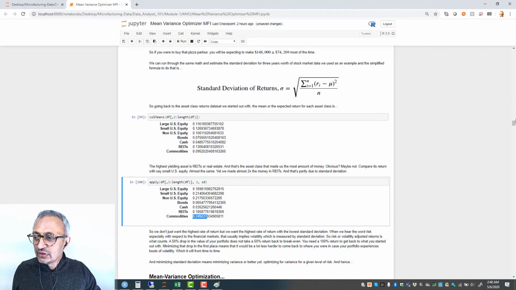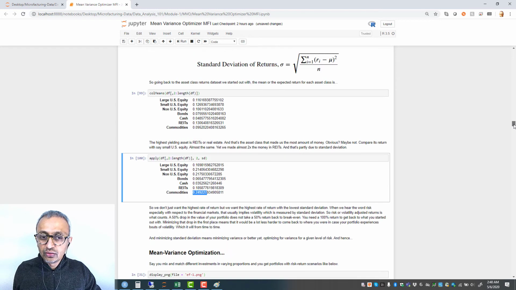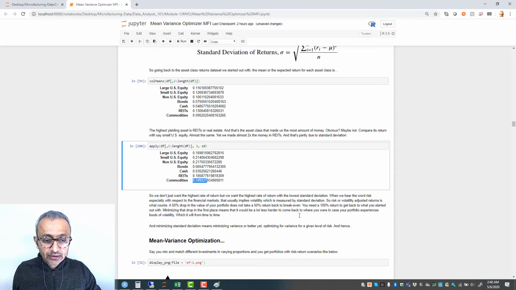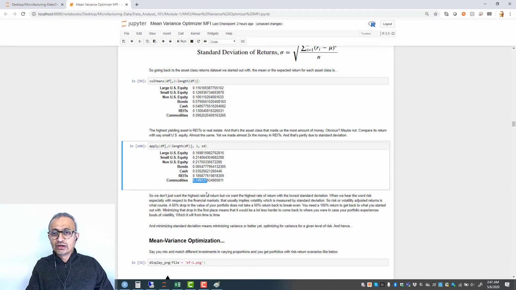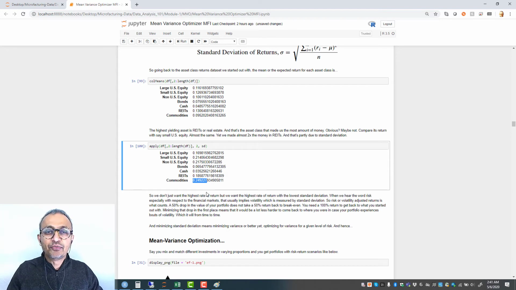So this gives you that, and now we know what we are trying to do. We are trying to design a portfolio, and we just don't want the highest rate of return. We are applying some of the concepts of mean, random variables, and standard deviation to money. We want the highest rate of return with the least amount of standard deviation.